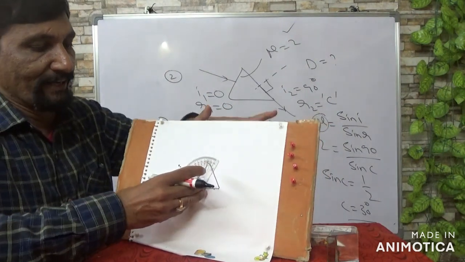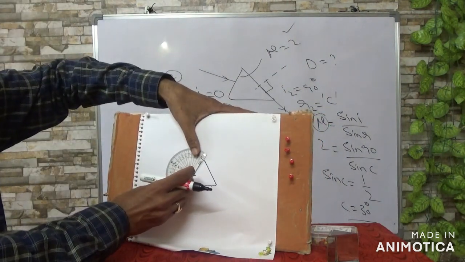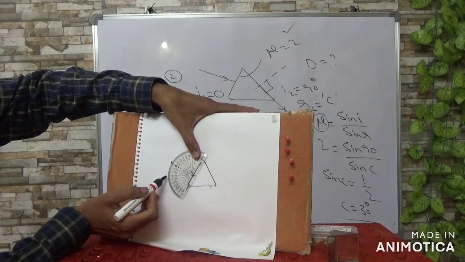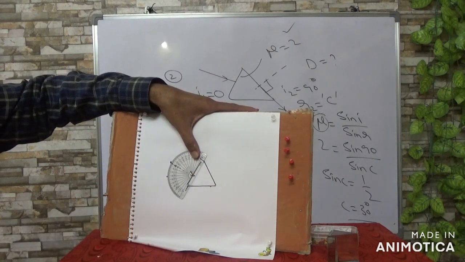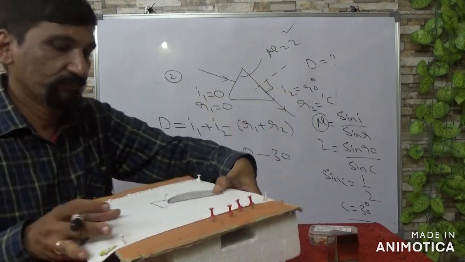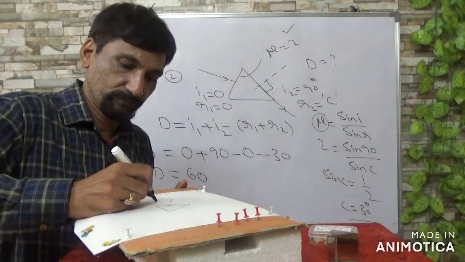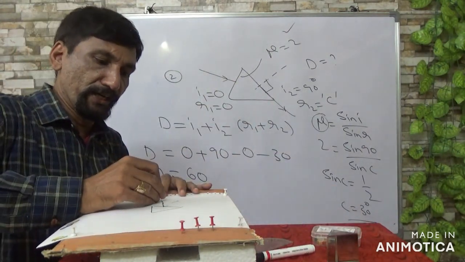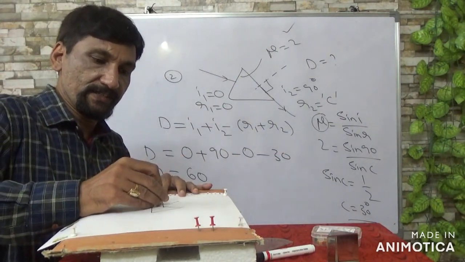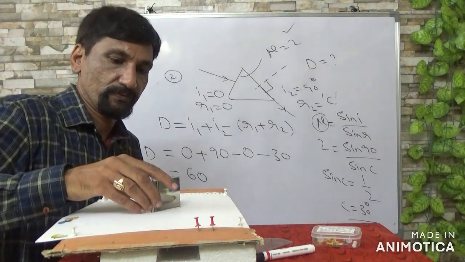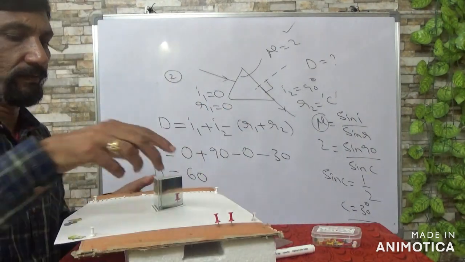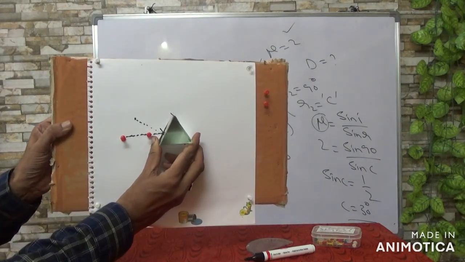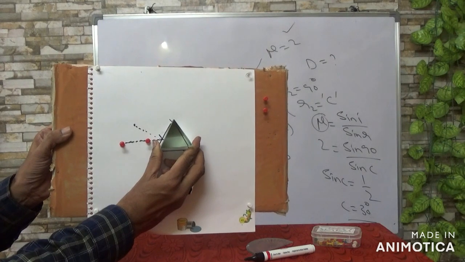So you select some angle. 10, 20, 30. Suppose you have taken angle of incidence 30. Okay, put 2 pins on this incident ray like this. Okay, I have taken one prism, placed on the cardboard, and we put 2 pins on the incident ray.